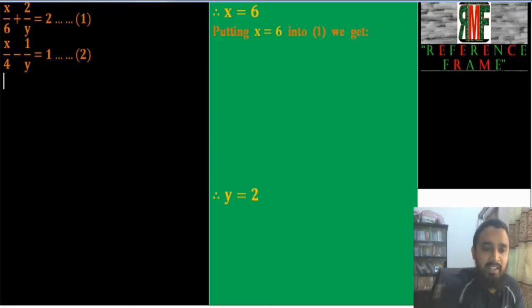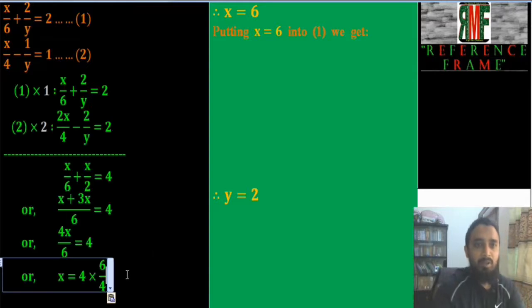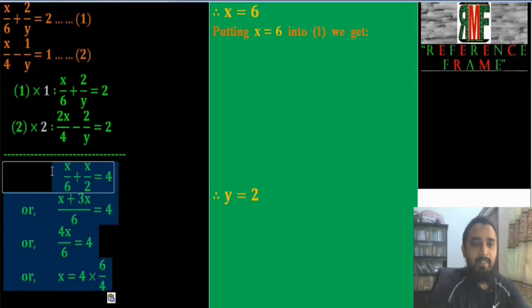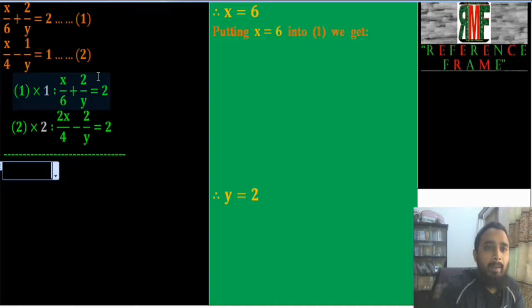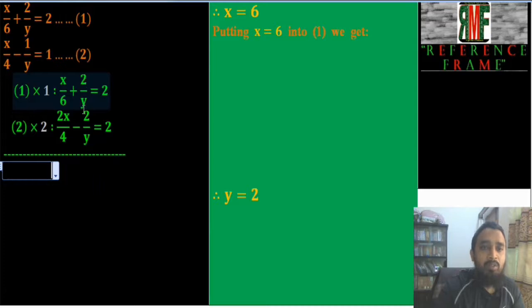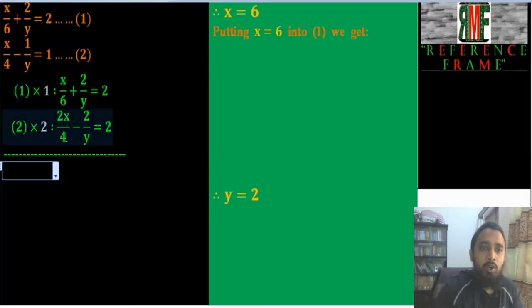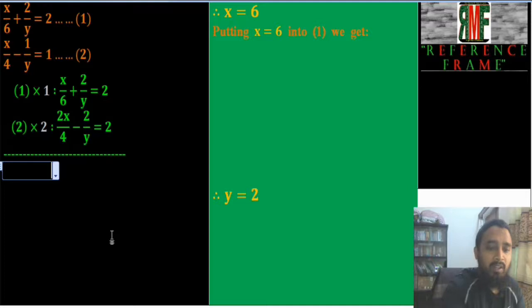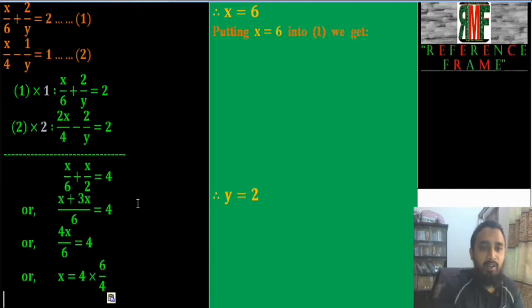So let us say that, look, we have a situation like this. By multiplying the first one with 1 and the second one with 2, we get this. So look, 2 by y with different signs, so we can omit each other. So from here we get x by 6, and 2 or 4 cutting each other, we get here x by 2. And on the right side 2 plus 2 becomes 4.